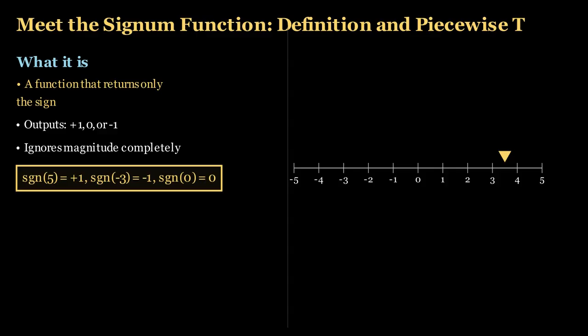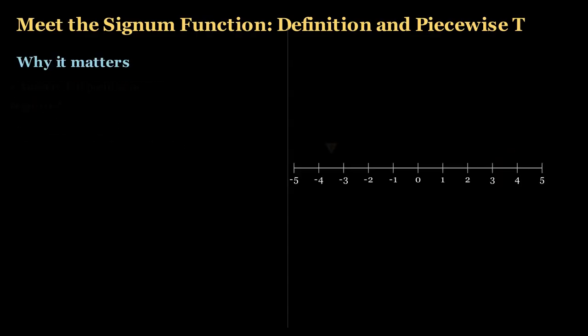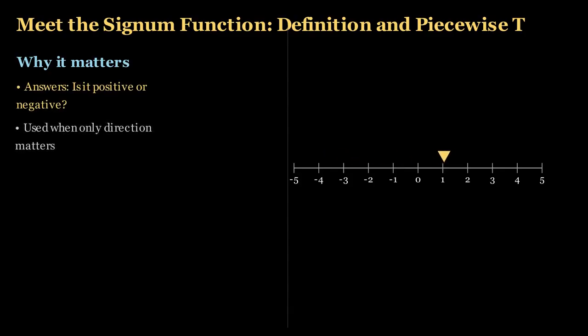Why would we want a function that throws away the size of a number? Think about a car moving on a straight road. Sometimes you don't care about its speed, you only care about its direction. Is it going forward or backward? The Signum function answers exactly that question.